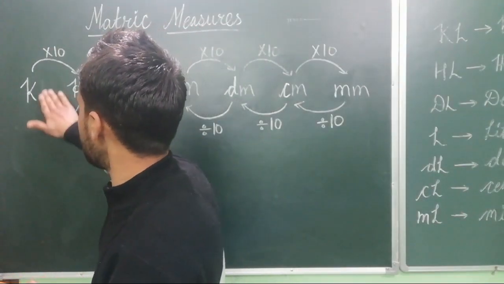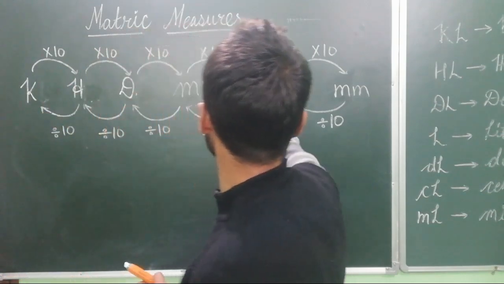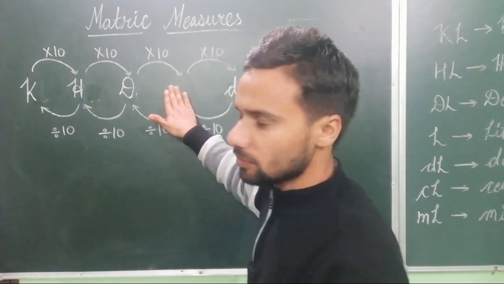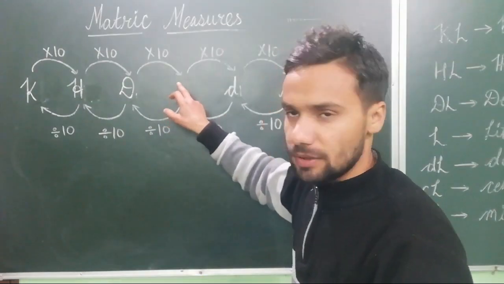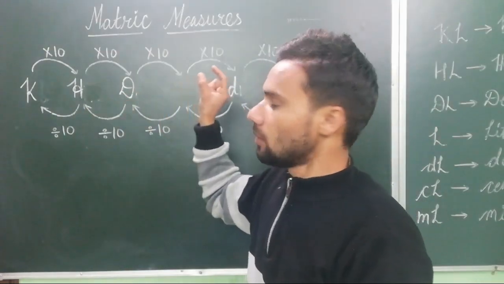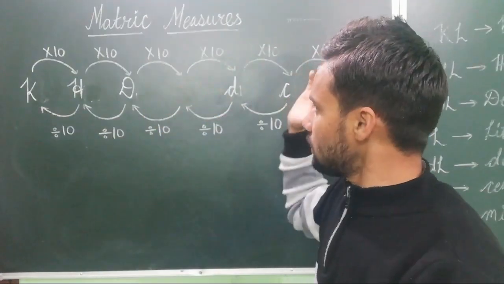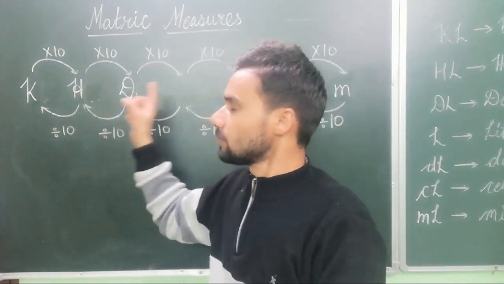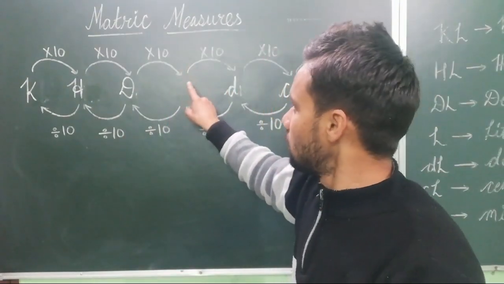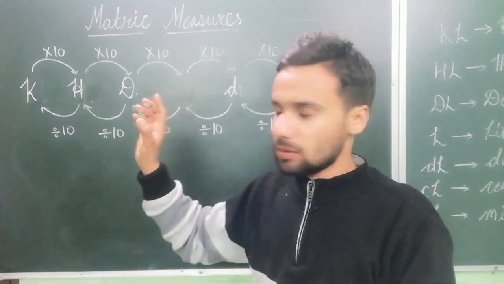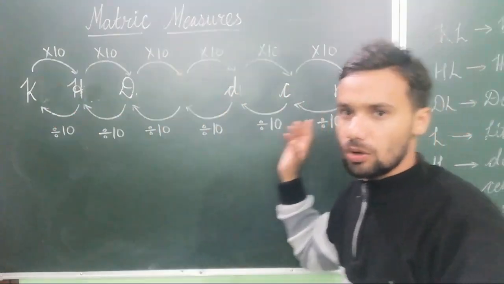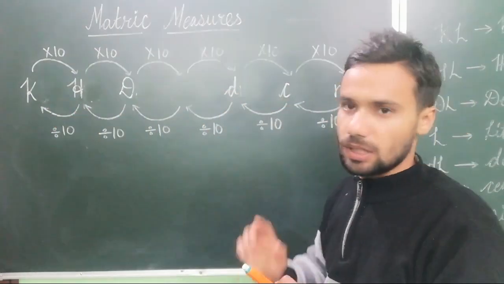So if I erase all these things, and if these are units of length, then you can write here meter. If these are units of weight, then you can write here gram. And if these are units of capacity, then you can write here liter. So you can write liter, meter, and gram here. These three things will not change, they always remain the same.